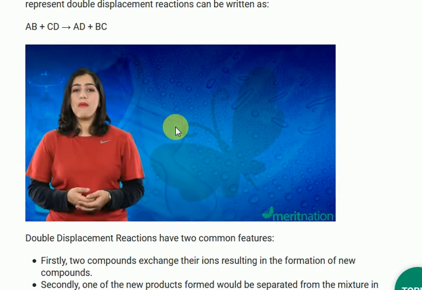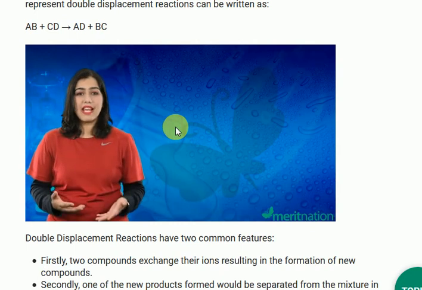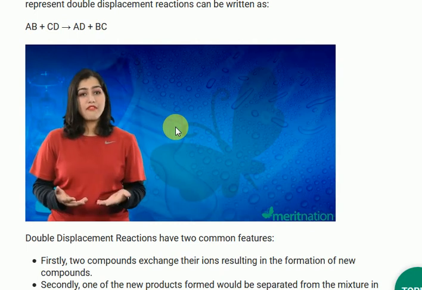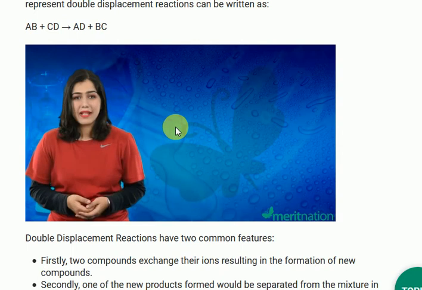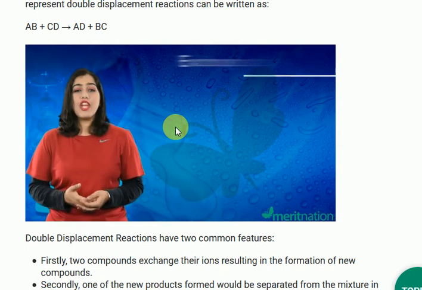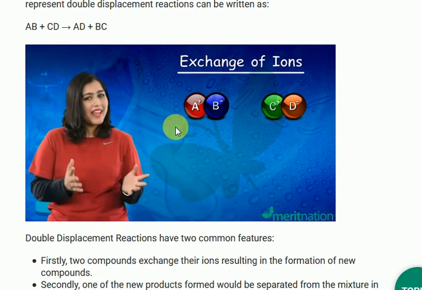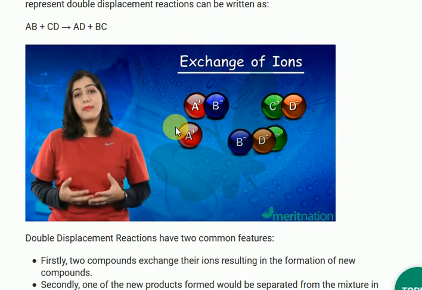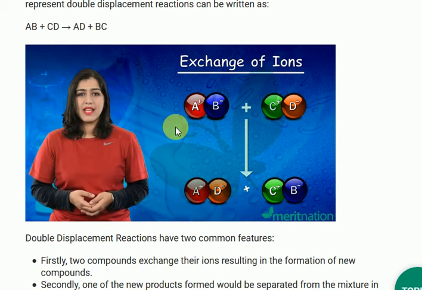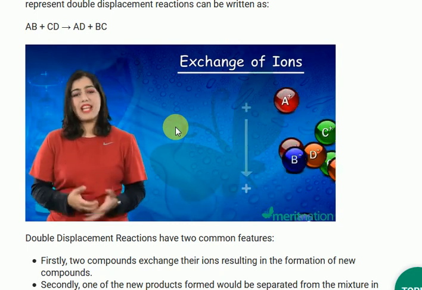Relationships are about give and take of feelings. We love our parents and friends and they love us back. A similar exchange occurs in chemistry too. Not of feelings, but of ions between ionic compounds. Confused? Let me tell you how.